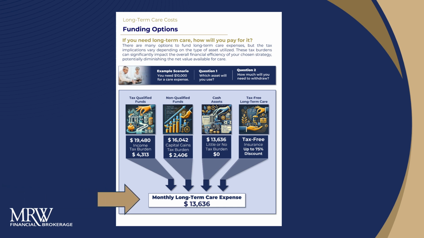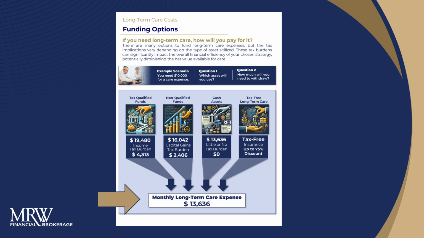If you remember, their blended cost at their joint age of 80 was $13,636 a month. So what happens if all of a sudden we're age 80, I need care, and we have to start spending $13,636 a month more? Where is that money going to come from?